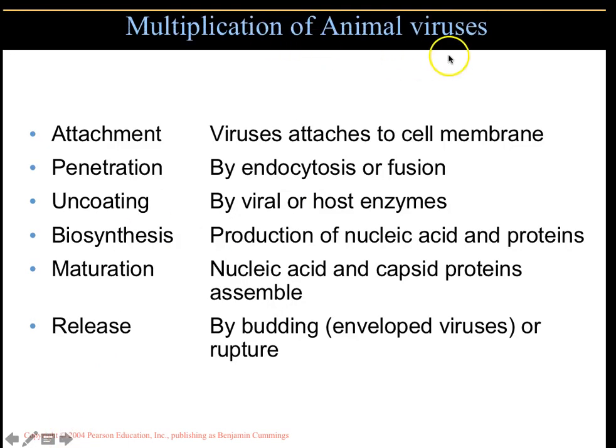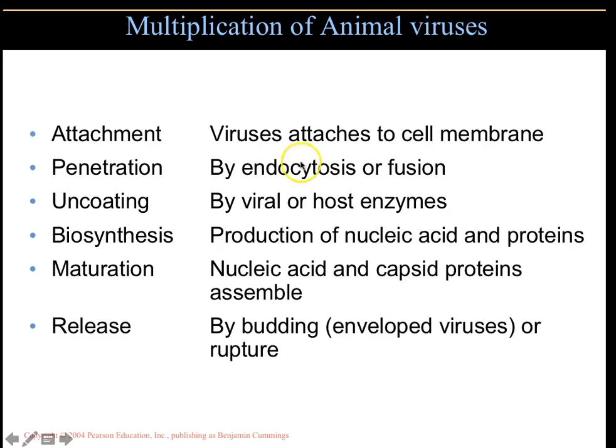Now, multiplication of animal viruses. This is the last slide of this particular conversation. The animal viruses are very similar in their strategy, but they've obviously made some compromises, because you're talking about an animal cell. We're talking about a lot of chromosomes, and a cell that's more complicated, that has organelles, etc., etc.